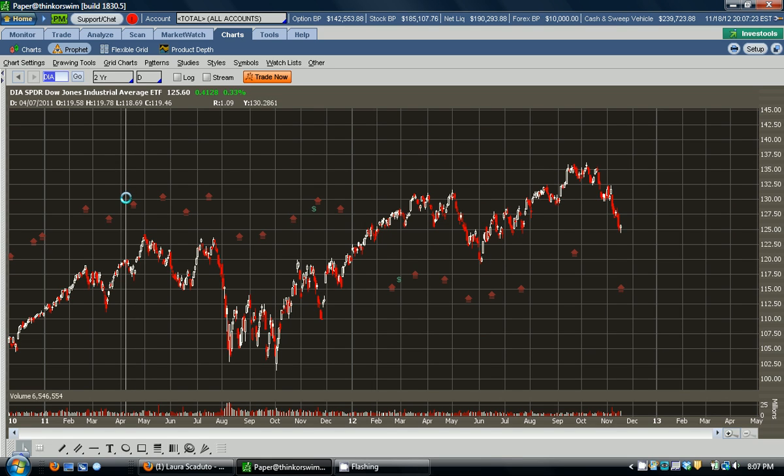Good morning, Chris here with some current support and resistance levels for the Dow Jones Industrial Average. I'm going to avoid the S&P 500 this time around.